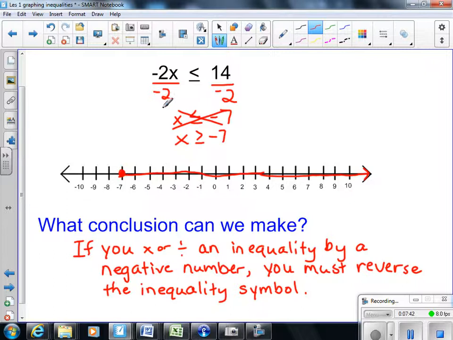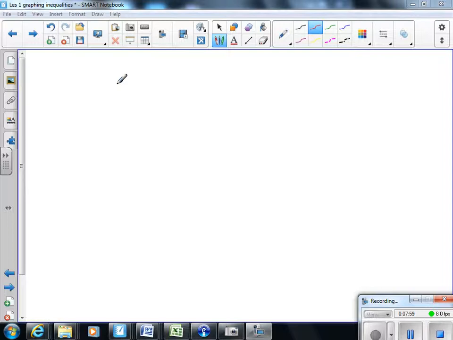Okay, now I want to make it clear though that it only happens if you have to multiply or divide both sides by a negative number. If I have a negative number involved anywhere else in the problem, as long as I didn't multiply or divide both sides by the negative number, I don't need to switch the sign. Let me see if I can give you another example in which that would be possible. Let's say I have 2x is less than or equal to -14.